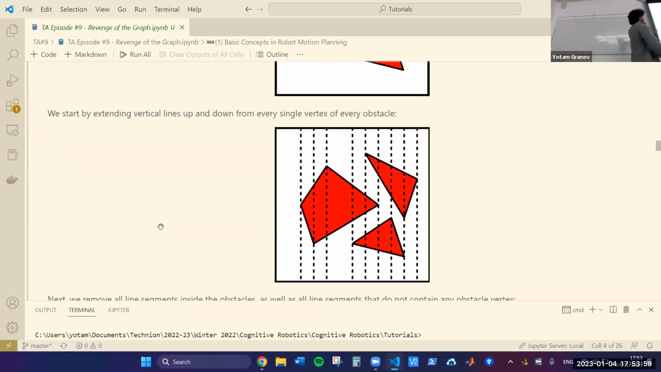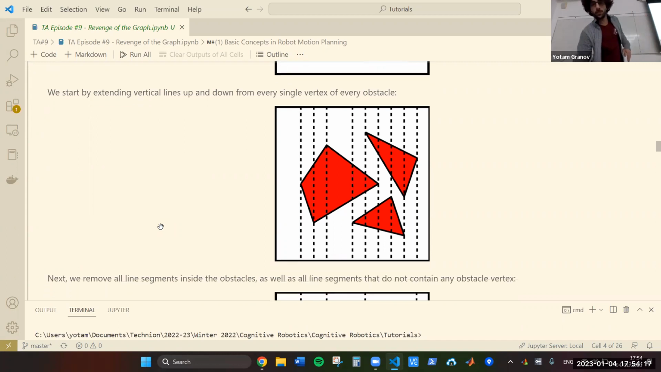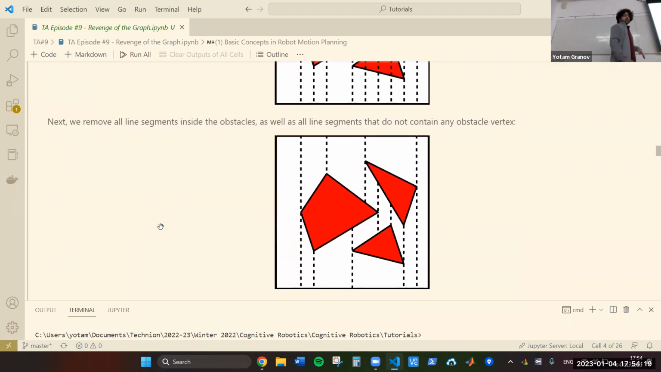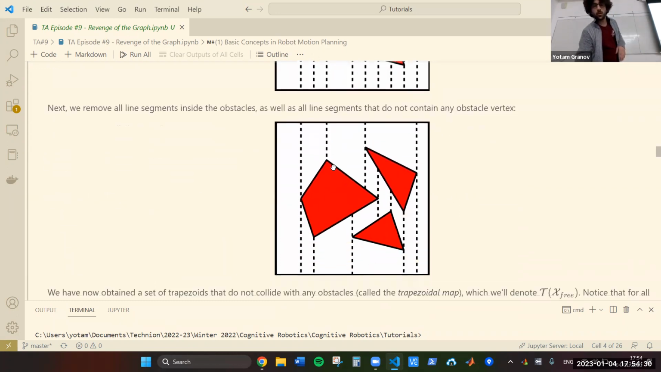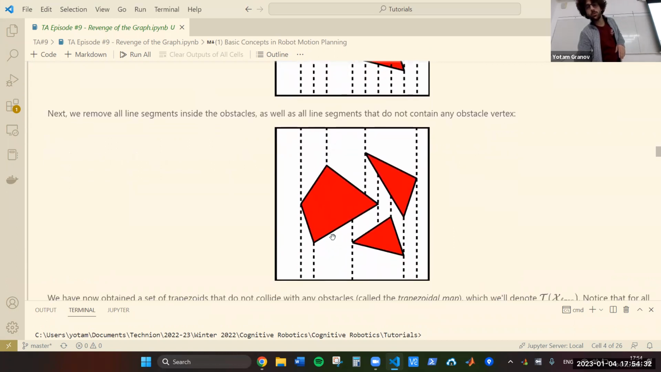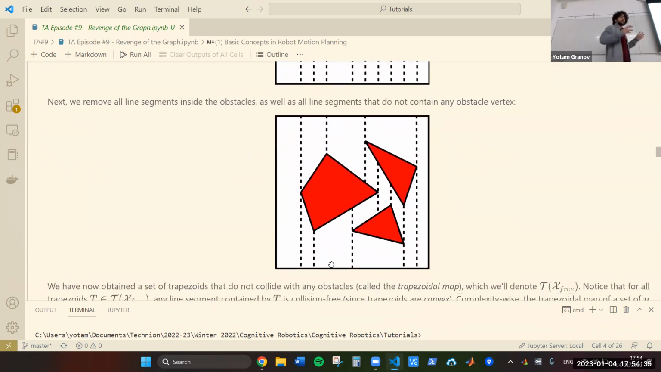First, we'll draw a bunch of vertical lines. We'll start partitioning the free space. Every vertical line we draw will cross through a vertex of one of the obstacles. An important thing to note is that the obstacles must be polygonal, and curvy shapes fail in those cases. So every vertical line has to pass through a vertex. We only really care about the free space, so we don't need to consider lines inside obstacles. We'll throw them out, along with other lines that don't go through vertices anymore. And this leaves us with our partition of space.